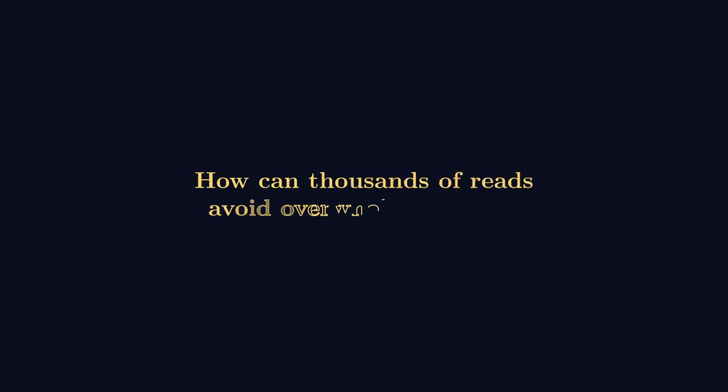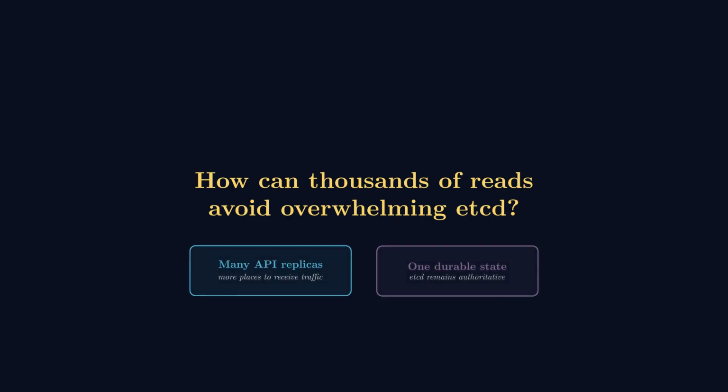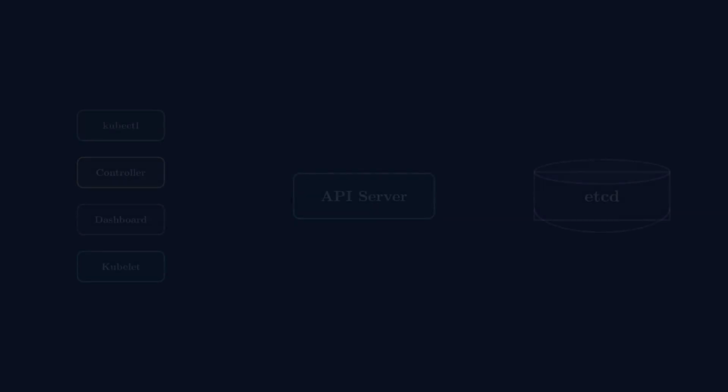In the last episode, we saw that several API servers can sit behind one stable endpoint, while etcd keeps the durable cluster state. That solves the single server problem, but it raises another question. If every read still has to reach etcd, what happens when thousands of clients keep asking for the same cluster information? Let us imagine the simplest design.